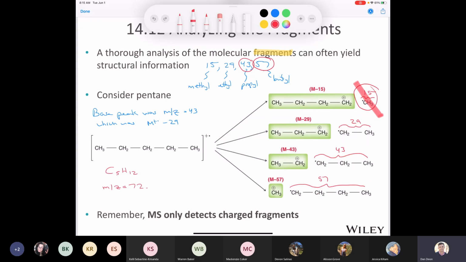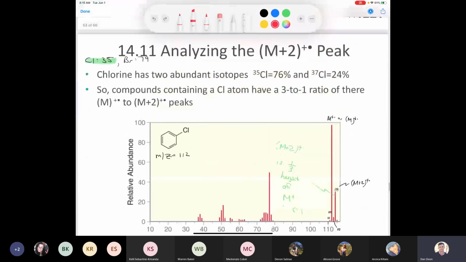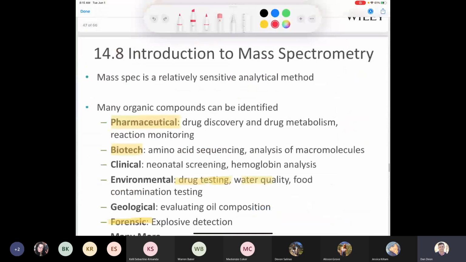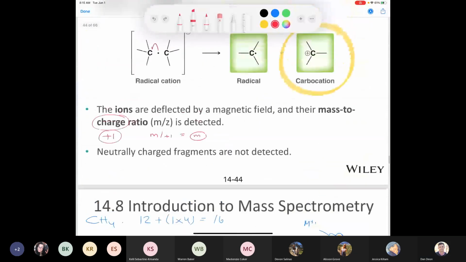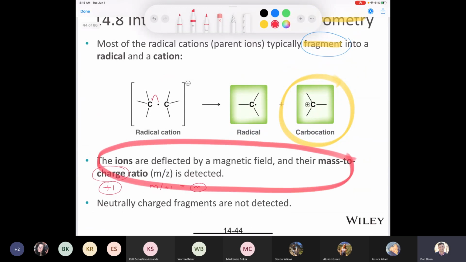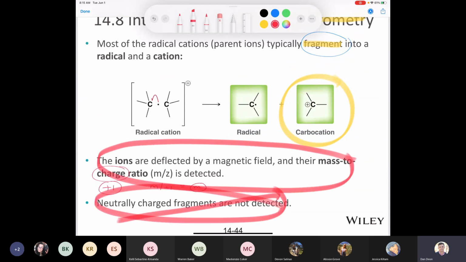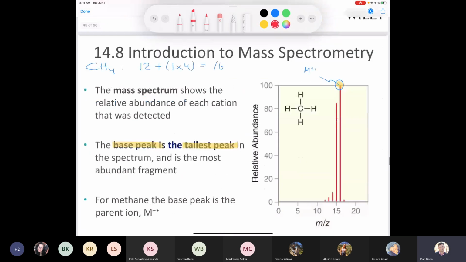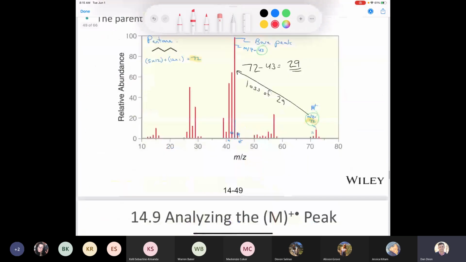If you go back in the slides, okay, to the introduction on mass spec, so if we go all the way back here, we talk, it says the ions are detected, okay, only ions. Neutrally charged fragments are not detected. Okay, so the only thing we're ever going to detect is going to be an ion, nothing else. Anything that's neutral will not be detected by the mass spectrometer.